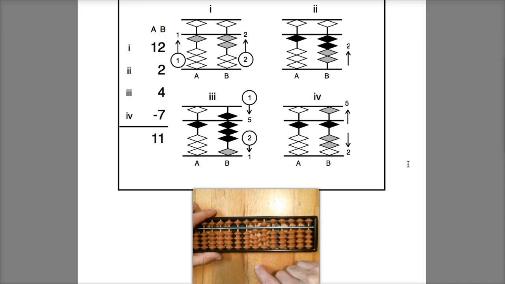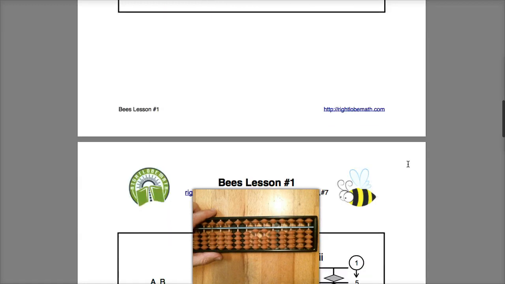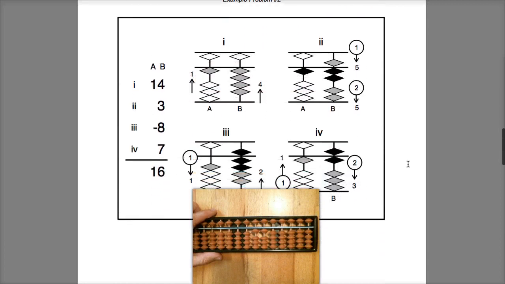So adding 4 is equivalent to adding 5 and subtracting 1. All right, and then lastly we are going to subtract 7, so I'll just pinch out that 7 there, and we have a final answer of 11. Okay, let's go ahead and take a look at a second example.